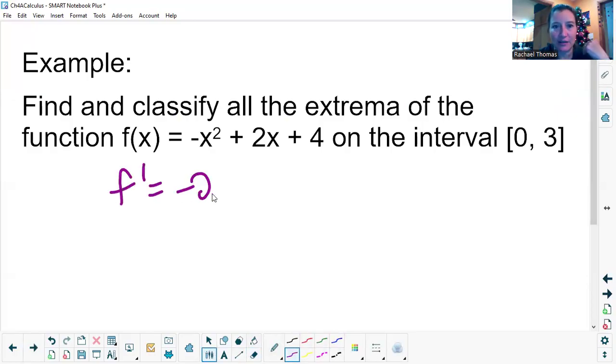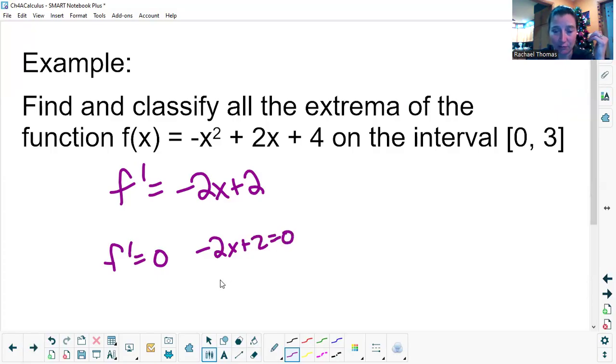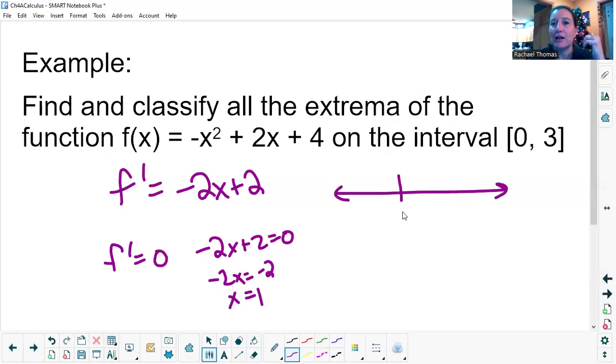Take f prime: negative 2x plus 2. Find my critical points by setting f prime equal to 0 or finding where it does not exist. This is a linear function, so it's not going to have non-existent points anywhere. So I'm just going to set it equal to 0. x equals 1. Fantastic, that's my only critical value. Now I look at the two intervals that separate the real number line.